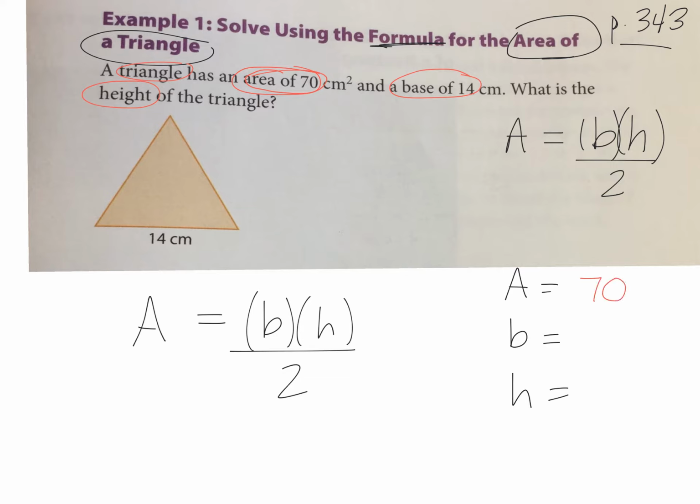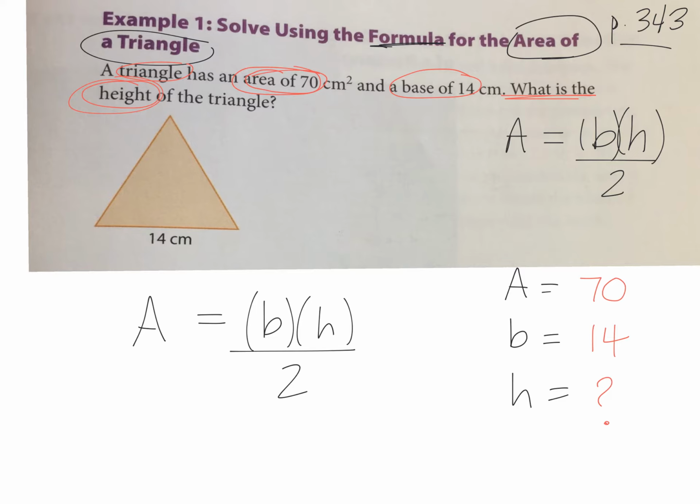Do I know the base? Do I know B? What is B? Do I know H? The question is asking us, what is the height? We need to figure out H. We don't know H. Whenever you have one unknown variable, we can solve. We're doing what we did last week.